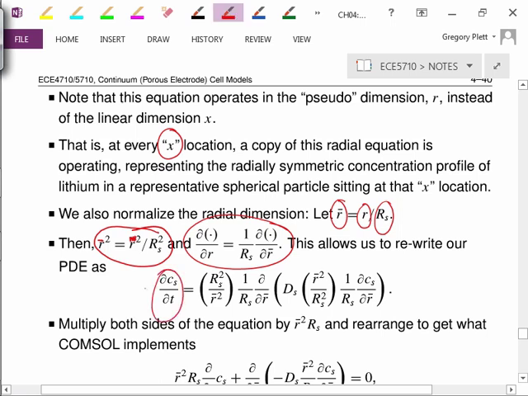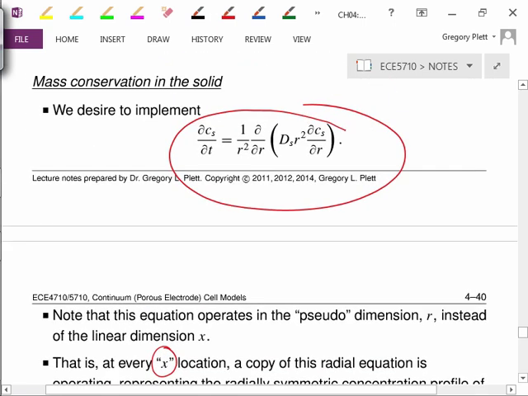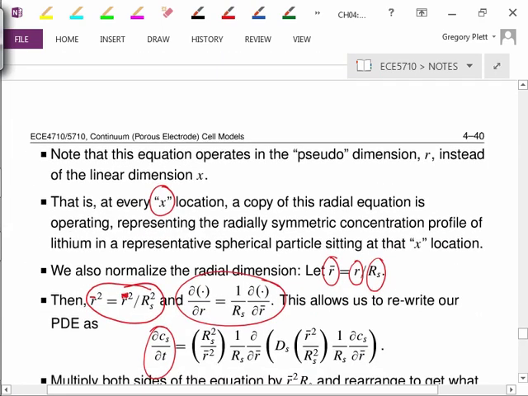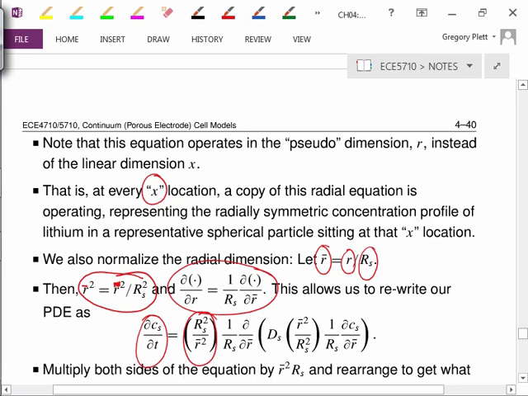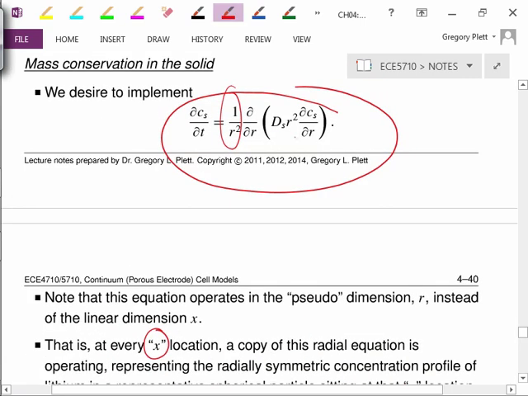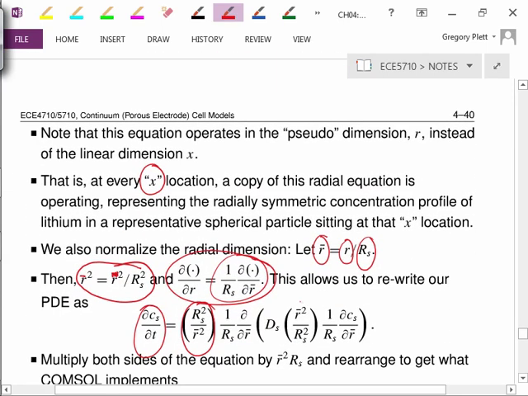Change in concentration with respect to time is unchanged. But looking at the terms in the model, I have a 1 over r squared, which now becomes r bar squared divided by rs squared. I have a partial with respect to r, which becomes 1 over rs times partial with respect to r bar. I have ds times r squared times partial with respect to r, so I've got ds times this times the partial with respect to r, also scaled.